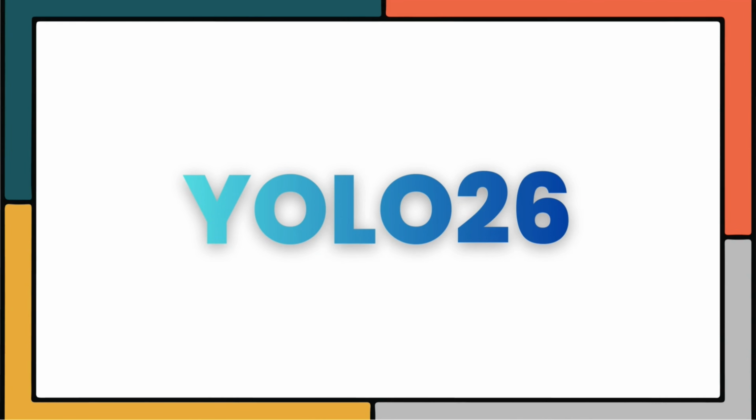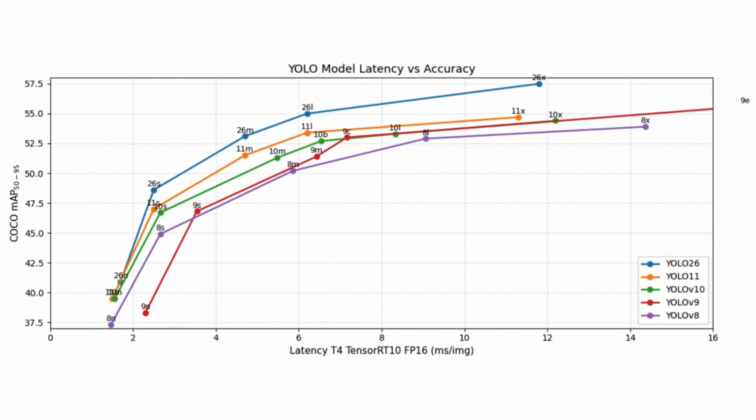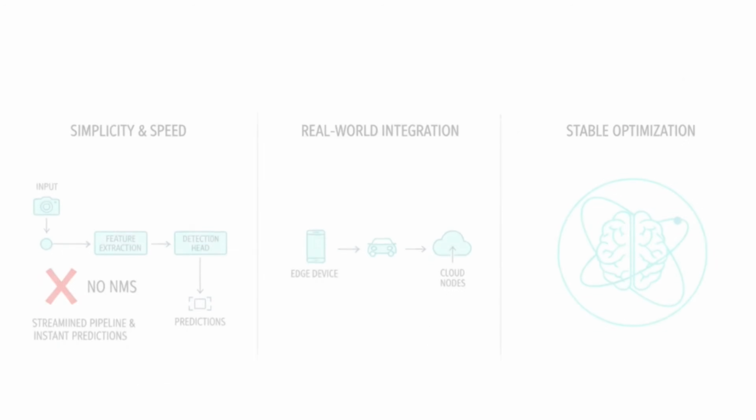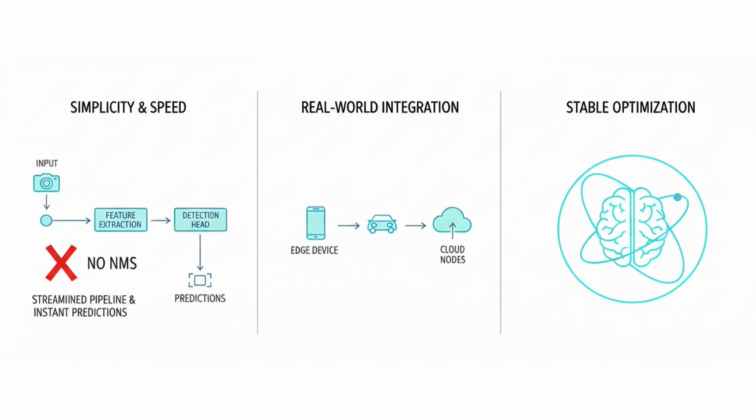YOLO26 has just been released, and this is not just another incremental update. It introduces a state-of-the-art approach to real-time object detection, especially for edge and low-power devices. YOLO26 is not just about architectural changes. Instead, it rethinks how detection models are trained, executed, and deployed in real-world systems.